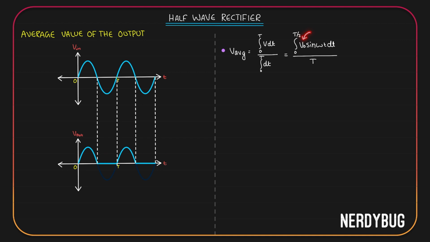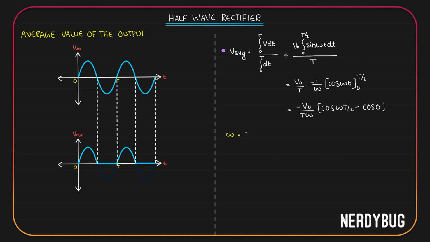V naught is a constant, let us take it out of the integration. Now this is V naught divided by T. Integral of sine omega t is minus 1 by omega cos omega t. We have to give the limit from 0 to T/2. So we get minus V naught by T omega, giving the upper limit, cos of omega T by 2, minus, giving the lower limit, cos of 0.